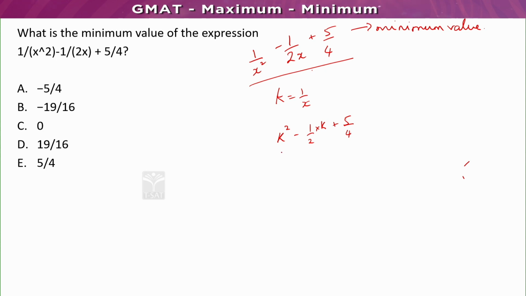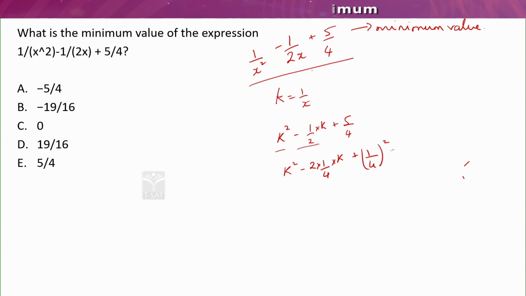Okay, so this is in the form of a square minus 2ab. If you can write it in the form of a square minus 2ab plus b square, you can write it in a whole square form. So you can write this as k minus 2 into 1 by 4 into k plus 1 by 4 whole square minus 1 by 4 whole square. We are adding and subtracting the same number, that's why the equation value will remain the same.